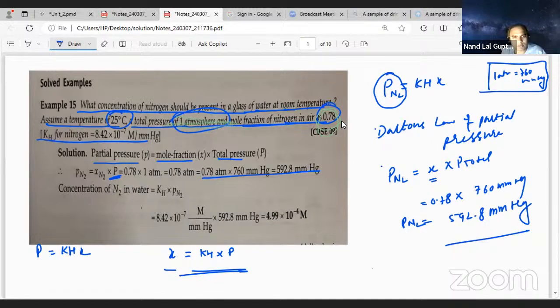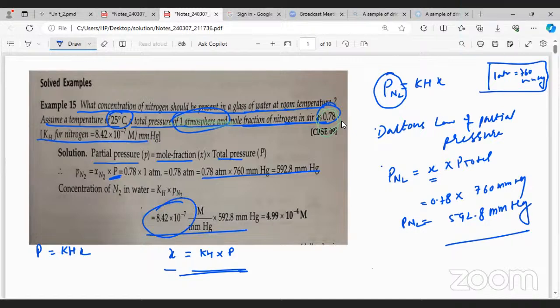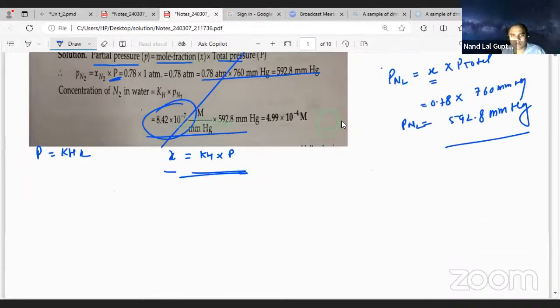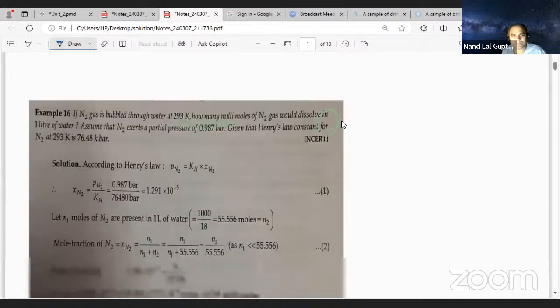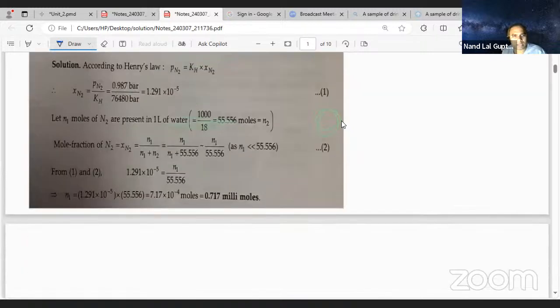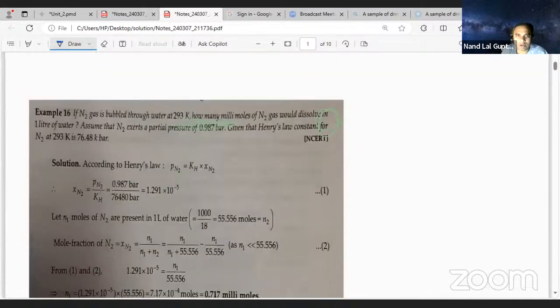N2 in water. This is okay, no problem. What is the relation there? Okay, I will go through it. Leave it. Here you can solve this one from the NCERT. This is the NCERT. Can you erase whatever you wrote?